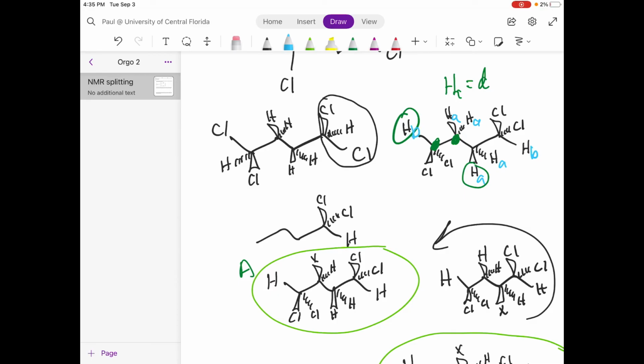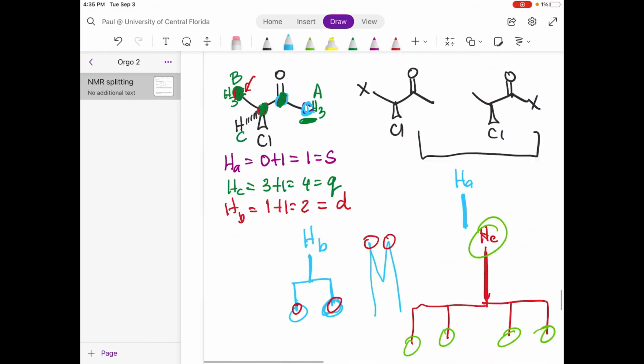What's HB going to be split into? Well, it's attached to that carbon. What's the adjacent? Nope, that's not a carbon. HB is attached to that carbon. And what's the adjacent carbon? Right here. How many are there? 2 hydrogens. 2 plus 1 equals 3, which equals a triplet. Okay.